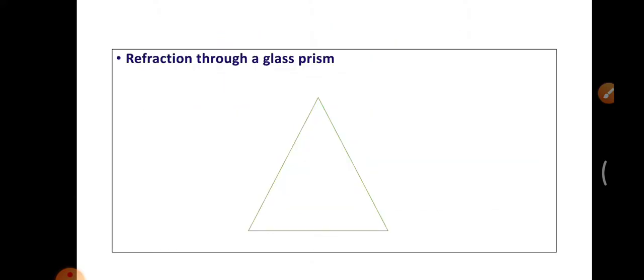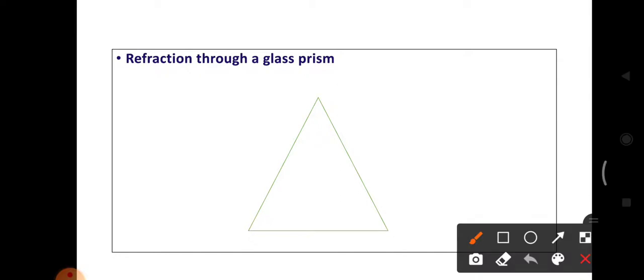Before going to see the topic, you have to know the basic concept about refraction through a glass prism. Look at this image. This is a glass prism. When the light is incident on the glass prism, this ray is called the incident ray. This is the point of incidence. We have to draw the normal line. And this is the air medium and this is the glass medium.